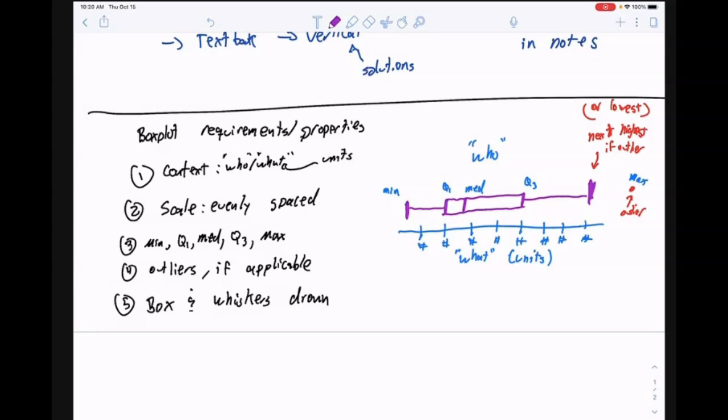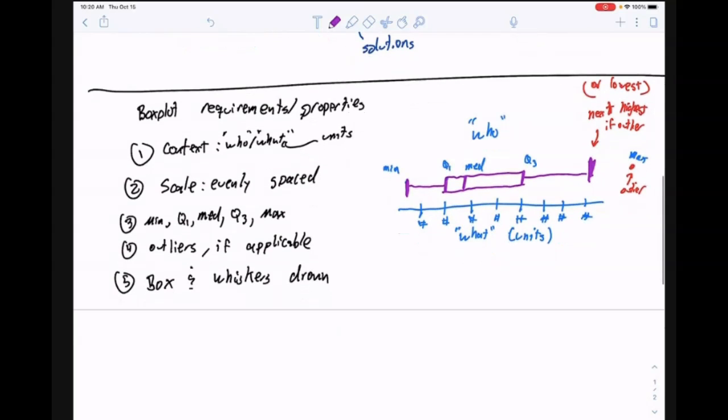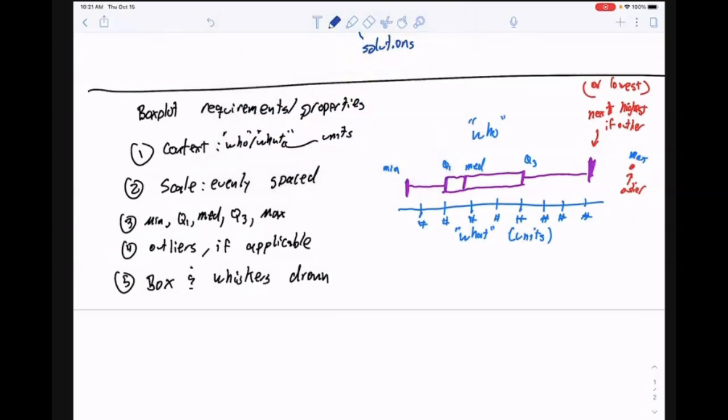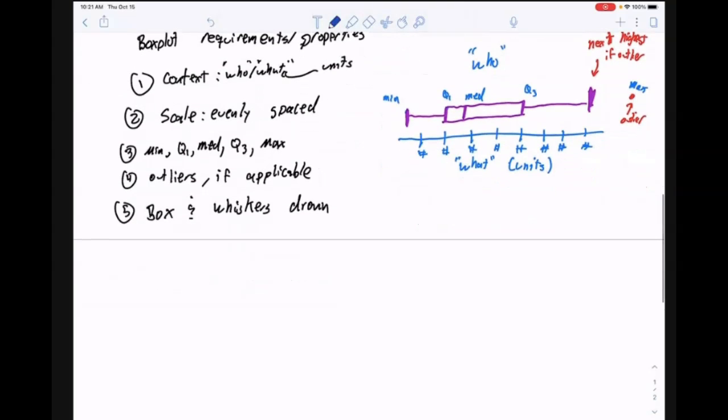So now comes the big picture, the big question. What happens if there's outliers? Okay. So this is the main part of our lesson that should be new for everybody, or relatively new for everybody. Identifying outliers.